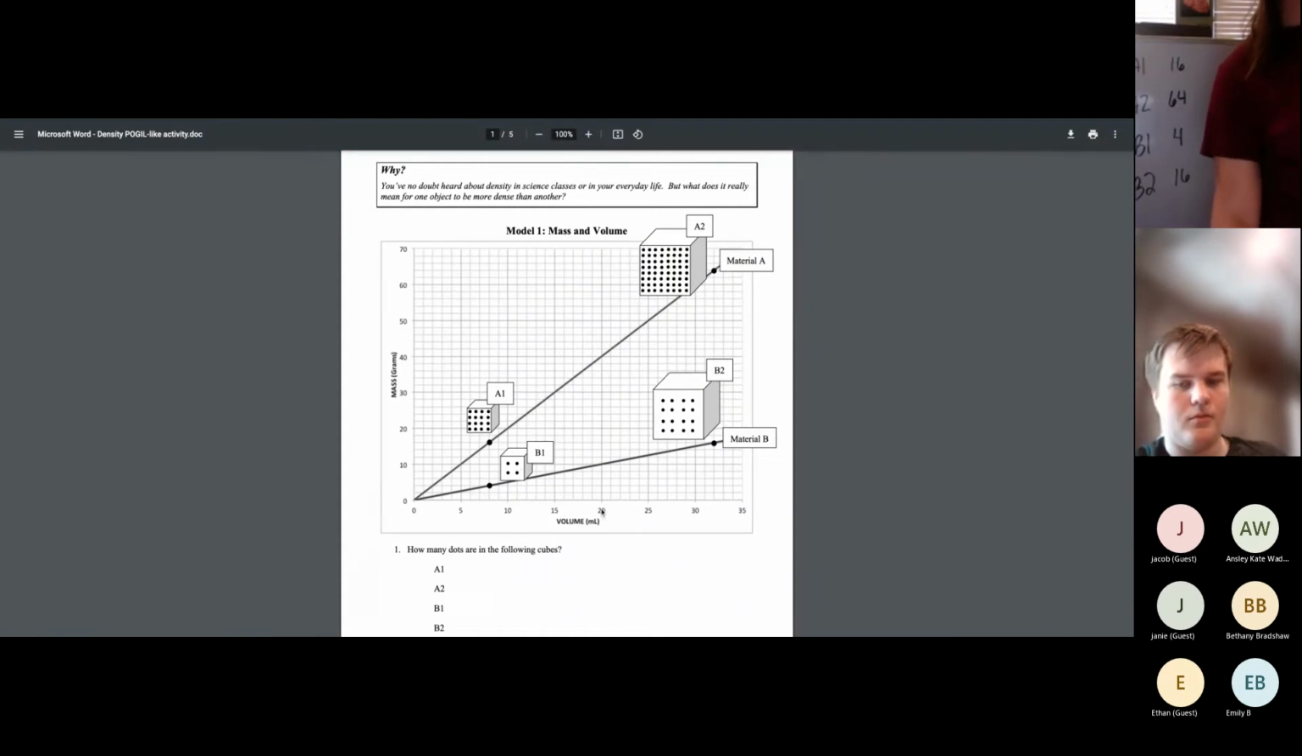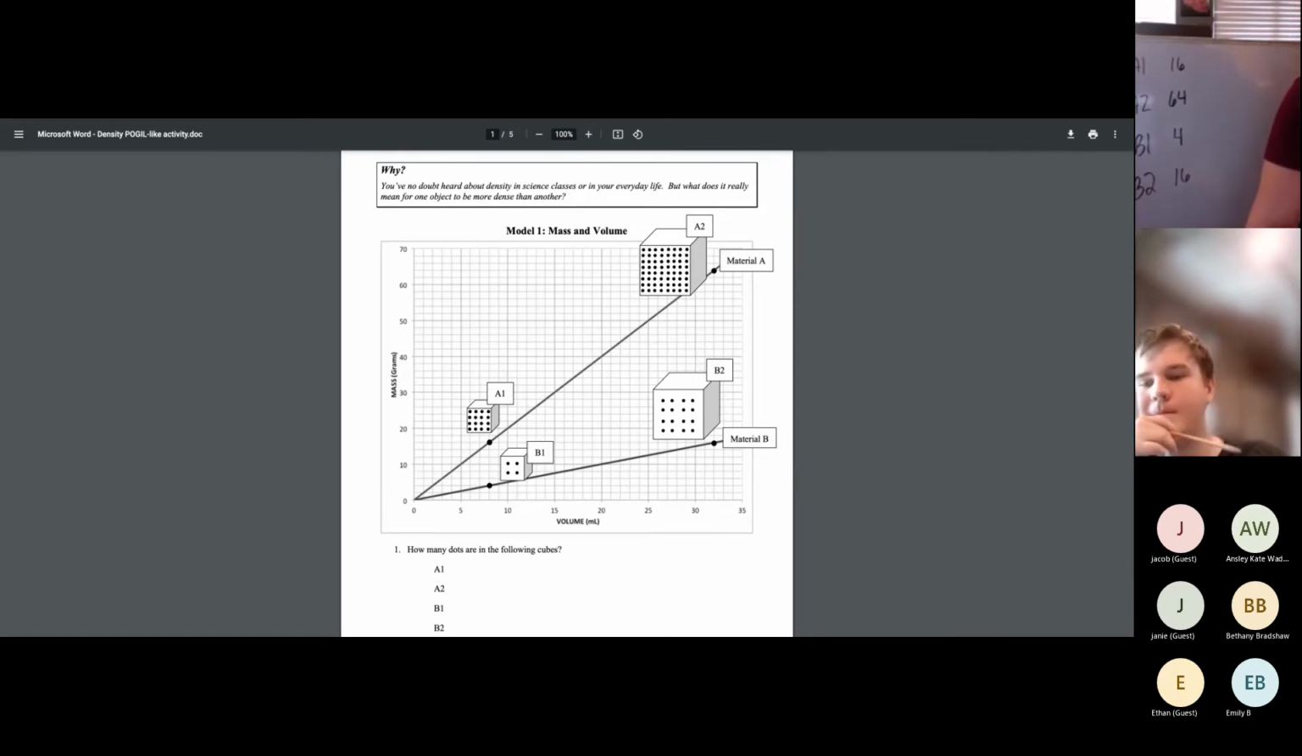So if I wanted to know at 20 milliliters what mass a cube of type A would have, all I would need to do was go to 20 milliliters and go up on this graph and find where it hit. So if cube A had a volume of 20 milliliters, I would expect that cube to weigh 40 grams. You guys see that? So this is how we can kind of use a graph to show relationships between values.